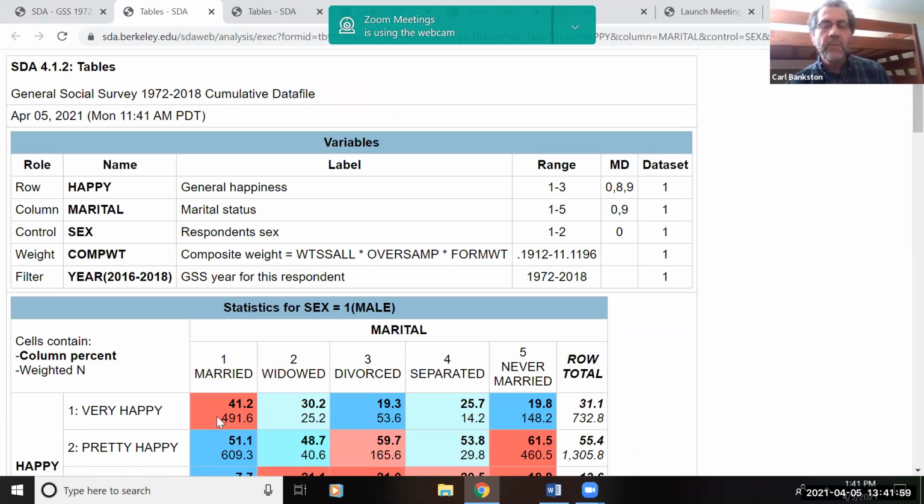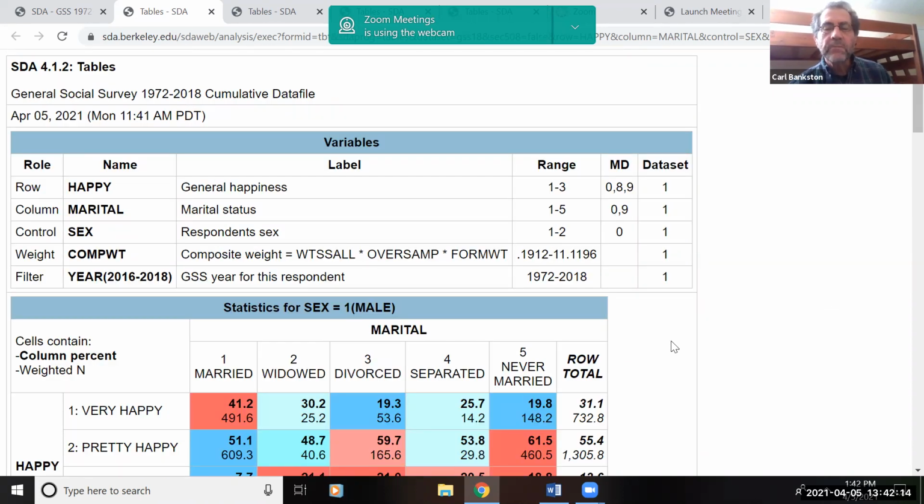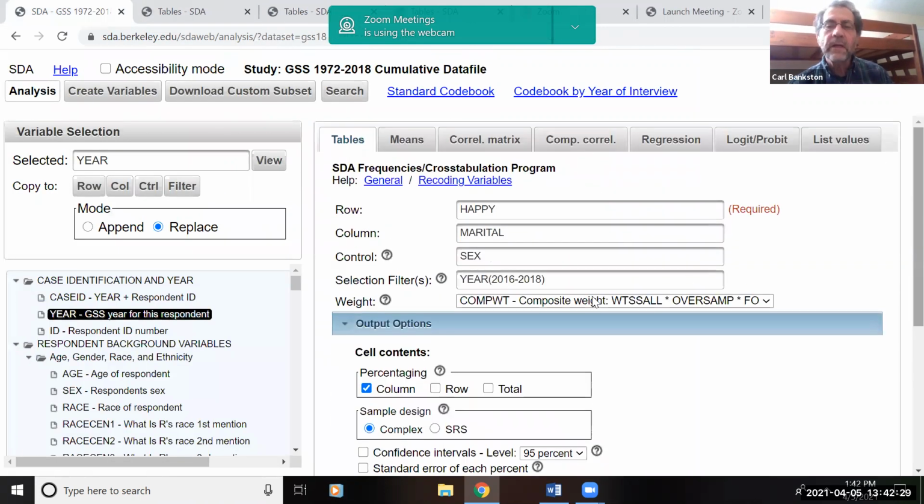Here for 2016 to 18, 41% of men were very happy. 41% of married men were very happy. And about 40% of women were very happy. Okay. Well, before we go, let's look at another relationship here.